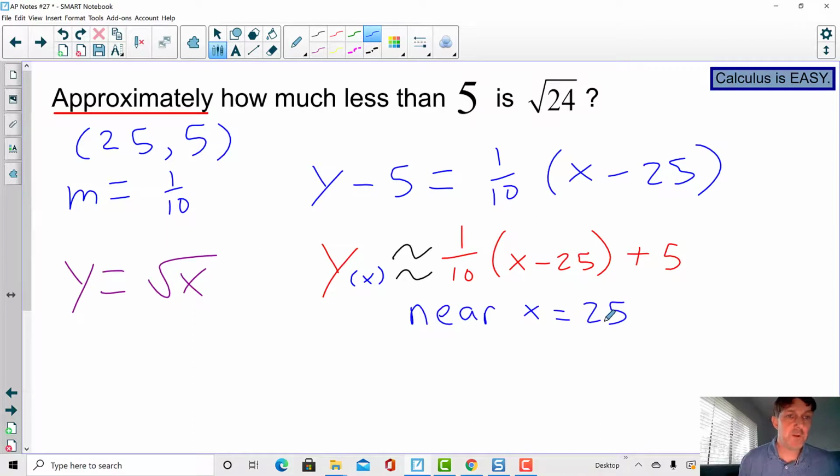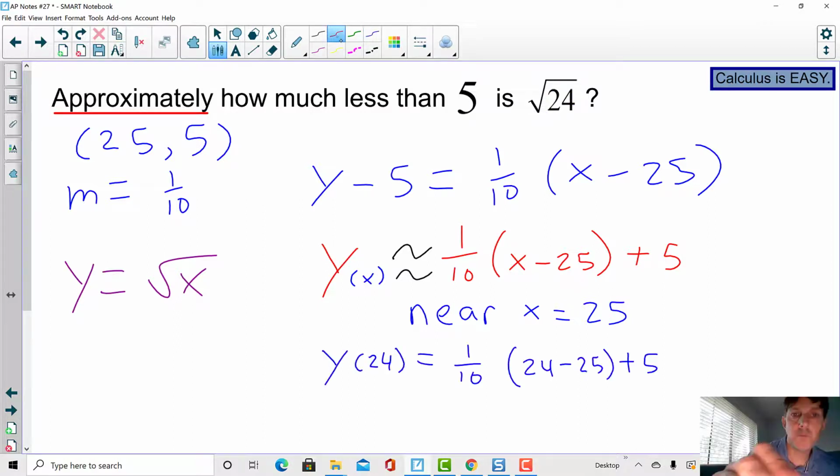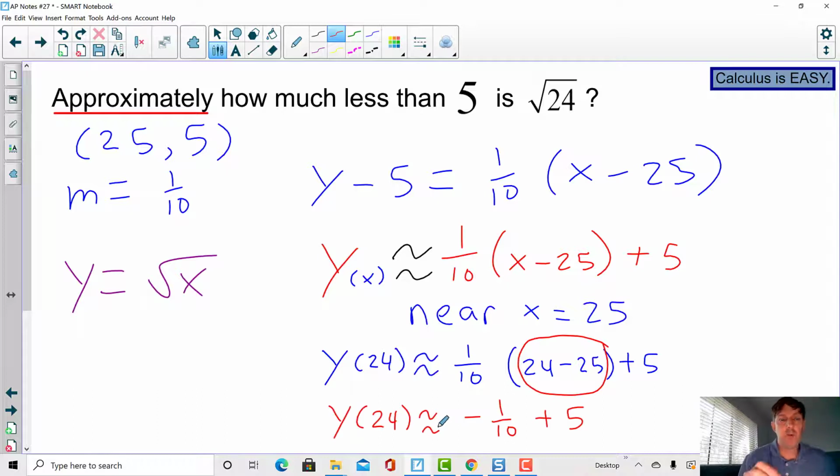Now the whole point of this question is, how do you write your final answer? So let's plug in this weird value now of 24. And we can simplify. We get a negative 1 in here. And look at the question. It wants to know how much less than 5 is the square root of 24.